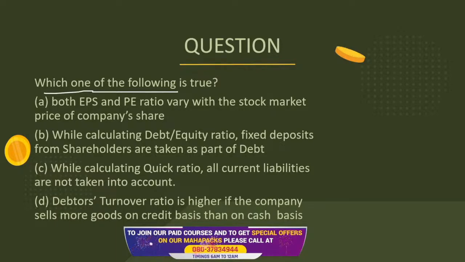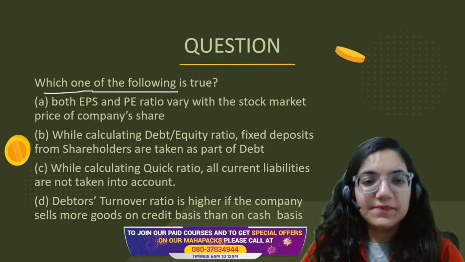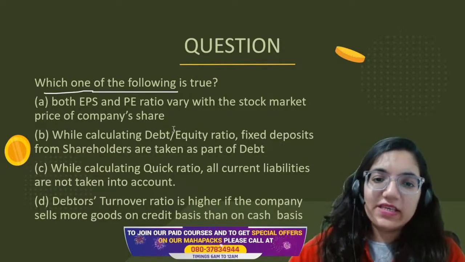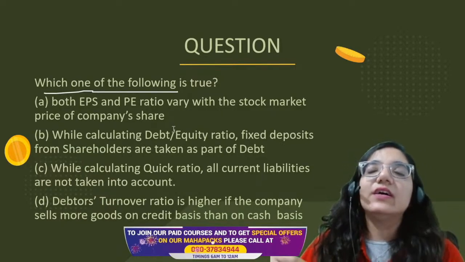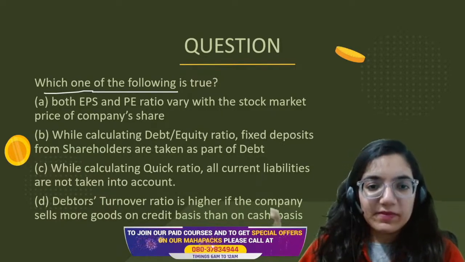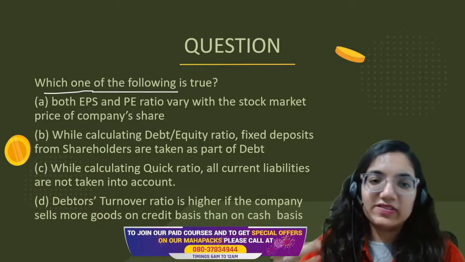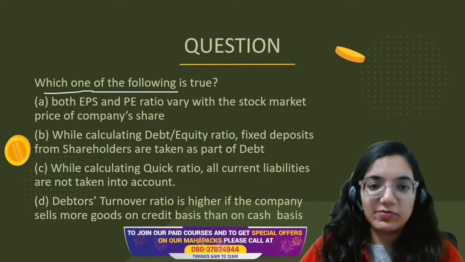So what would be the answer in this case, everyone? Let's look at it. Both EPS and PE ratio vary with stock market. Yeah, they are market price. They are based upon it. They are called market test ratios. But EPS is not based upon the market. PE ratio is based upon the market.